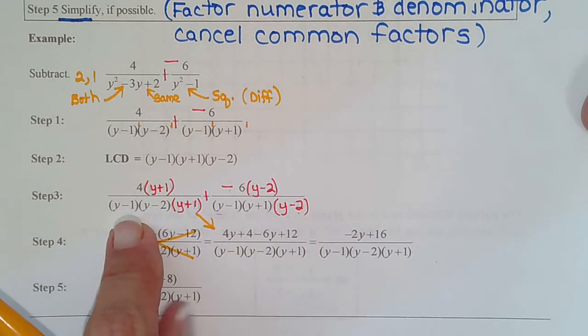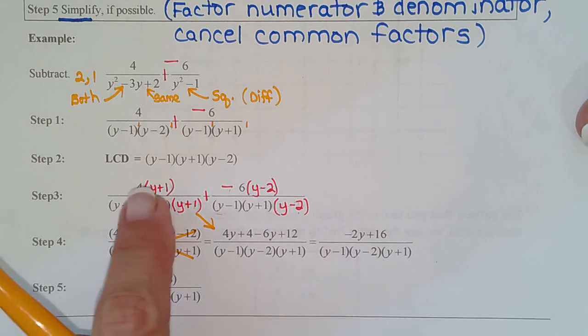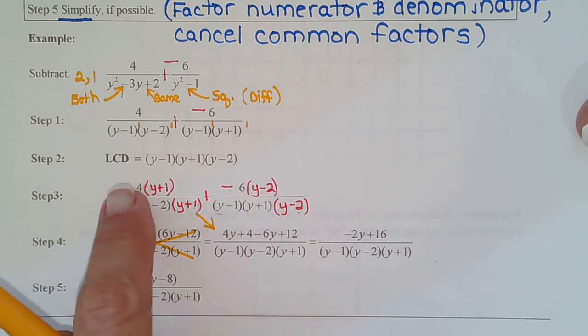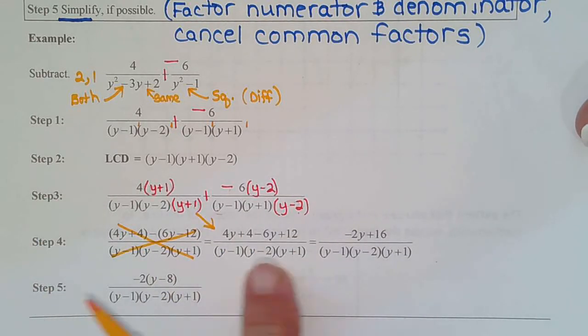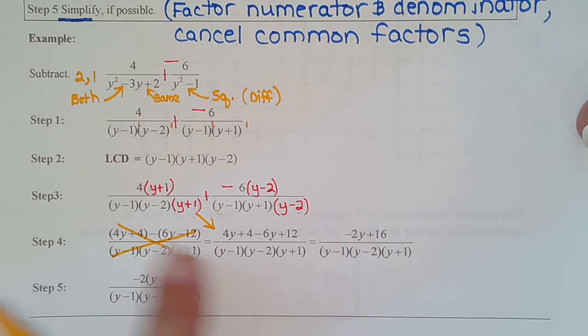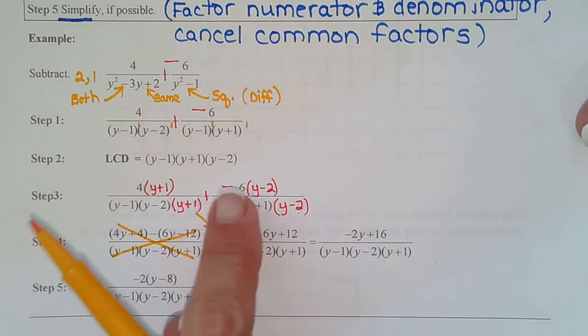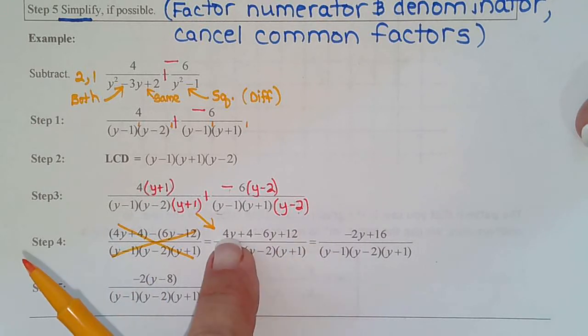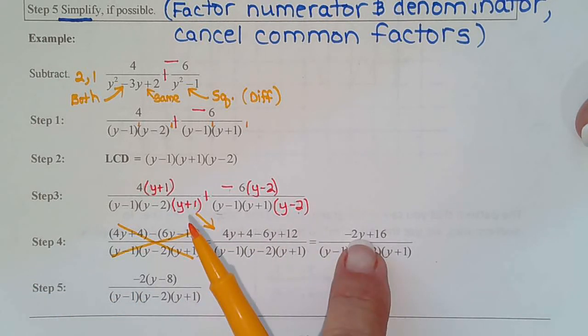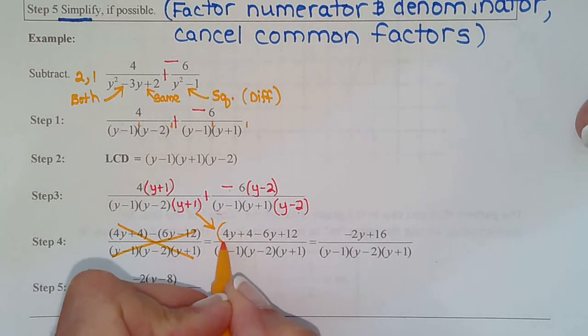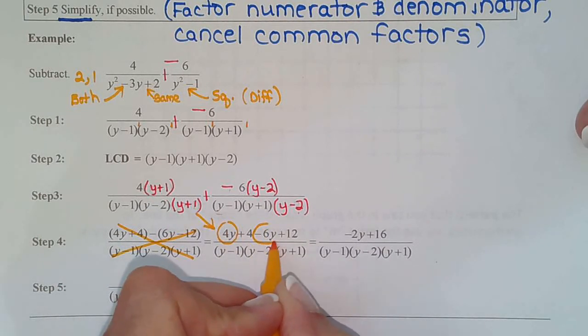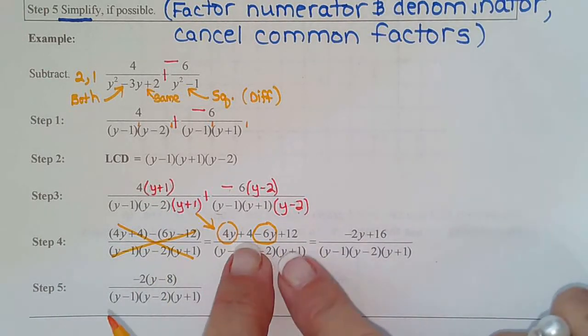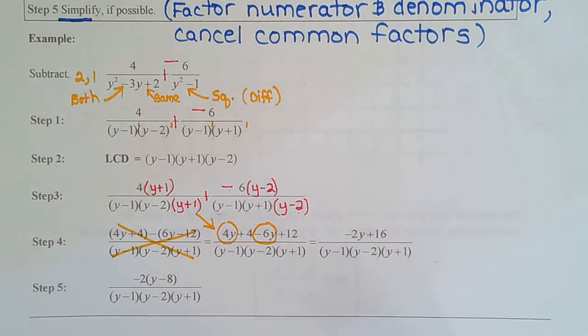So now we're just like when we were on page 1 of this packet. When they have the same denominator, you add or subtract the numerators. Keep the denominators the same. So we did the distributive. We got all the signs correct. Now we combine like terms. Negative 2y is there, and then 4 and 12 gives me the positive 16.